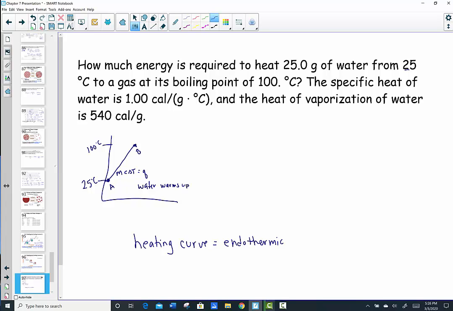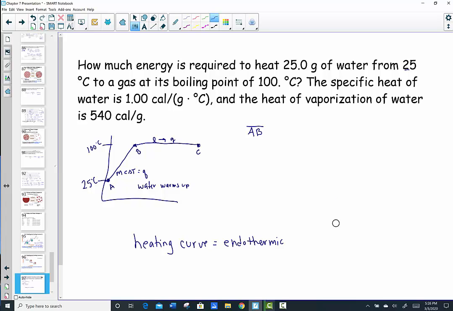Then something magical happens at 100 degrees Celsius, doesn't it? We change phase, and that's the plateau, right? The plateau is when the liquid will turn to a gas, and I'll call that line segment BC. We need to find the total heat involved in this warming up of water and changing its phase. Let's calculate line segment AB first.